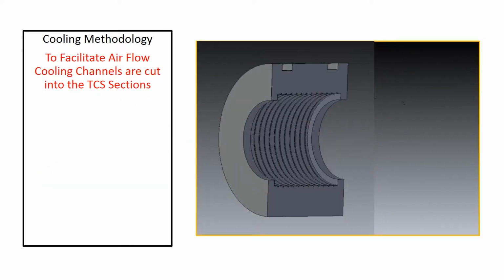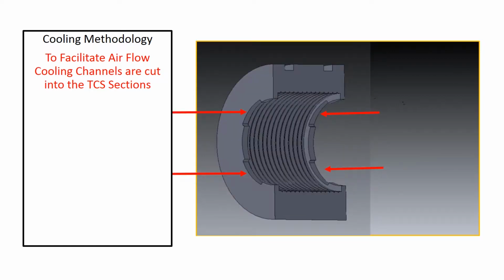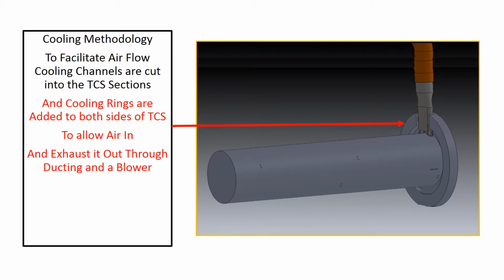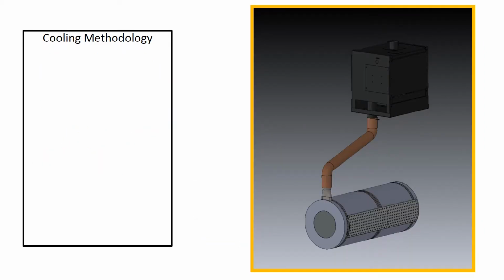To facilitate airflow, cooling channels are cut into the TCS sections, and cooling rings are added to both ends of a TCS system to both allow ambient air in and to exhaust the hot air out. The cooled TCS system then consists of the TCS sections, the cooling rings just referenced, ducting, and a blower.